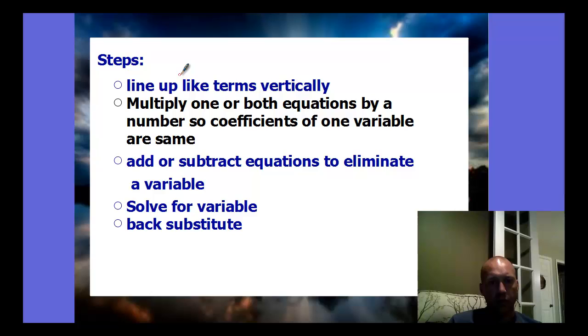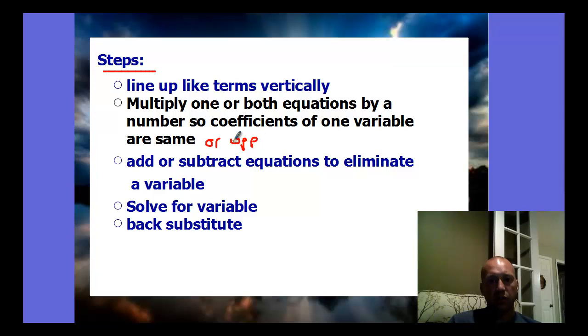So here are the steps to go through to solve these if you're using a linear combination. It's just adding and subtracting the equations. You want to line up the like terms vertically, so the x's are above x's, y's above y's. Usually we like that in standard form. So if they're in standard form, it's a great method to use. You're going to multiply one or both equations by a number, so the coefficients of one variable are the same. And you could say same or opposites.